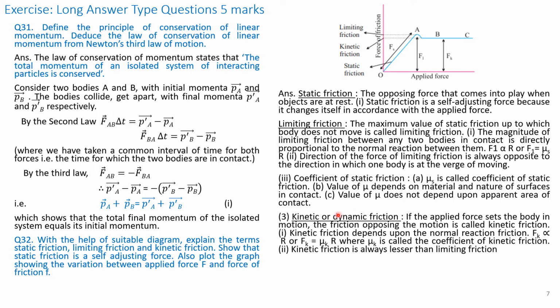Third one, kinetic friction, or dynamic friction. If the applied force sets the body in motion, the friction opposing the motion is called kinetic friction. From point B to C, it is the kinetic friction. It is shown in the graph here. Kinetic friction depends on the normal reaction. That is, F_k is proportional to the reaction R, or F_k is equal to mu_k into R, where mu_k is called the coefficient of kinetic friction. Kinetic friction is always less than the limiting friction. Therefore, F_k is less than F_l and mu_k is less than mu_s.